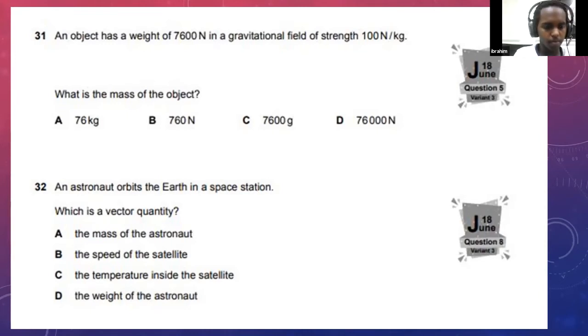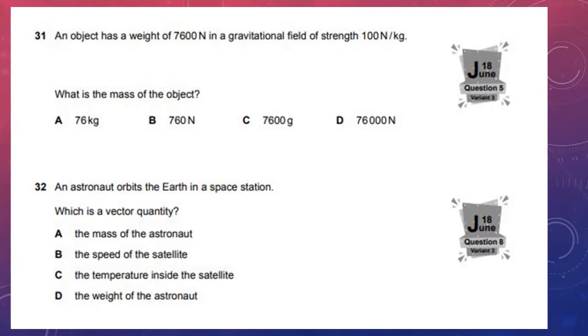So we have the weight formula. Weight equals mass times gravitational field, gravity acceleration, right? So according to this mathematical formula, the mass equals weight divided by gravity. In this case, we will make a division: 7,600 divided by 100. The result equals 76 kilograms. Okay.